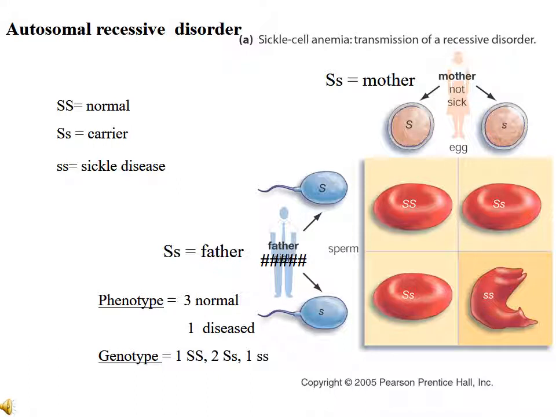Obviously, if the father has 2 little s's, significant differences will come up in the phenotype. And obviously, if the mother has 2 little s's, all of the children will be diseased with sickle cell. Will be diseased with the sickle cell syndrome.